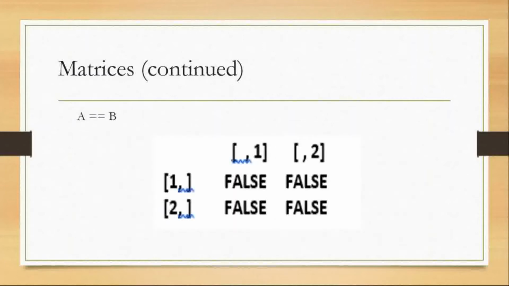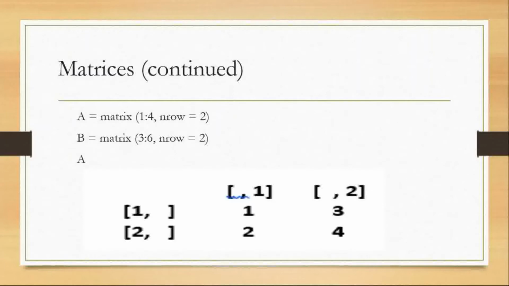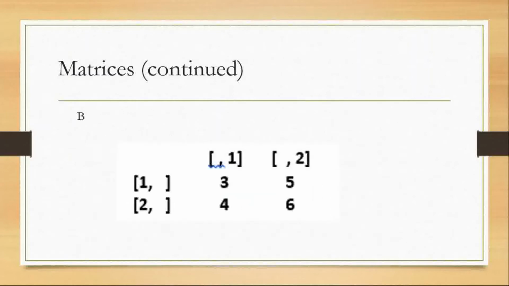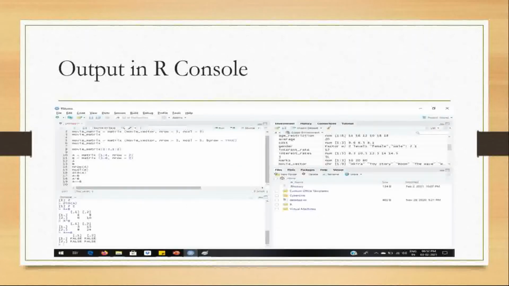So now we are checking whether the values in both the matrices are same. That is, we are comparing the values. As you can see, the values in the matrix A and matrix B are not the same in any position. Hence, it returns false. In case if the values in the same positions of A and B are the same, true will be returned in the result. Now let's try executing them in RStudio.